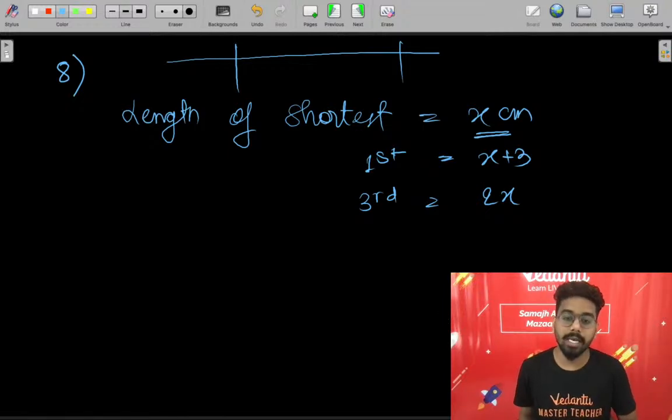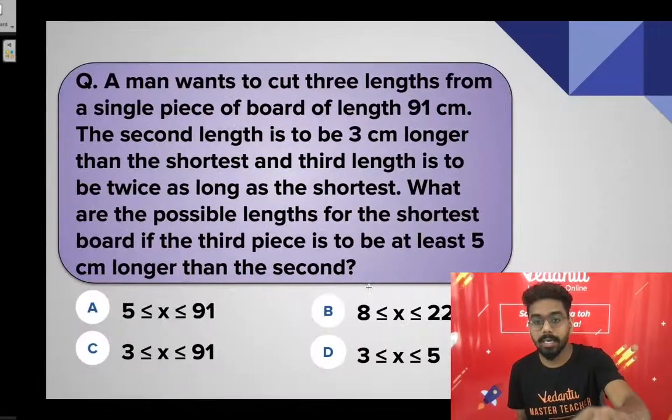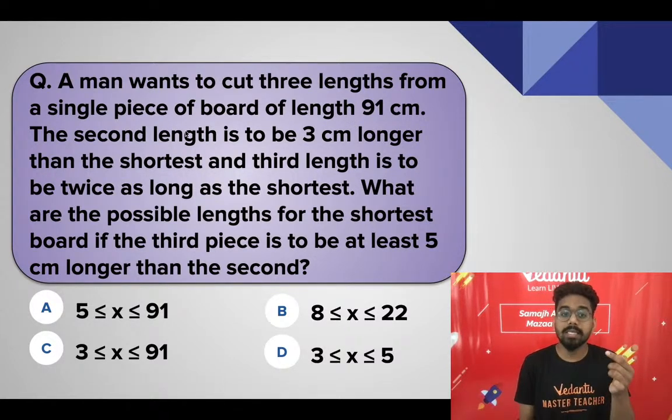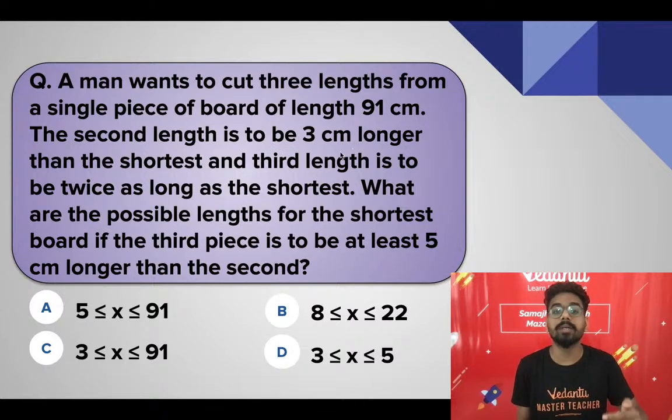So what can we say? Now read the question. A man wants to cut 3 lengths from a single piece of board of length 91 centimeter. The second length is to be 3 centimeter longer than the shortest, that we have done, x plus 3, and the third length is to be twice as long as the shortest. What are the possible lengths for the shortest board? The length of the shortest board is asked, if the third piece is to be at least 5 centimeter longer than the second.